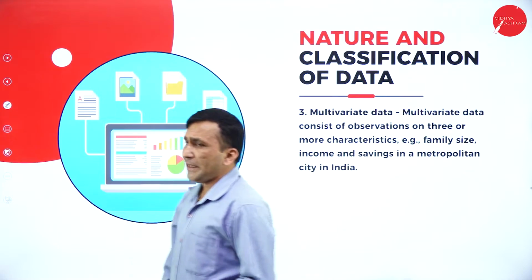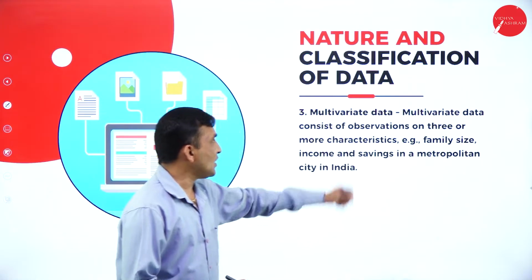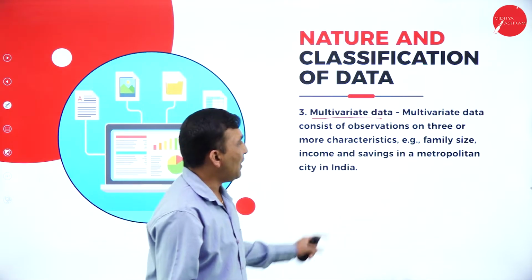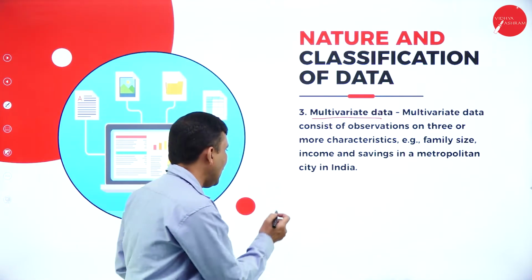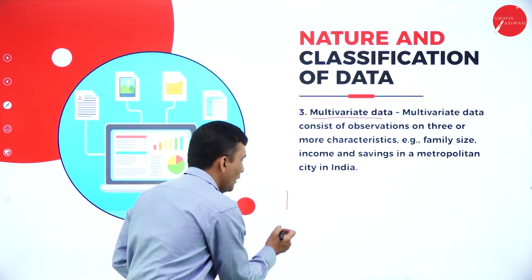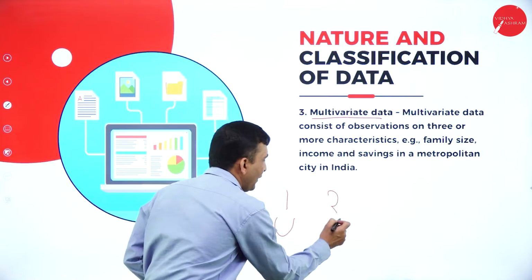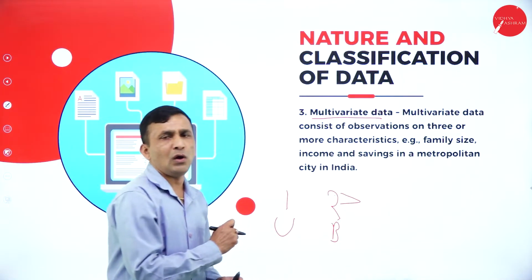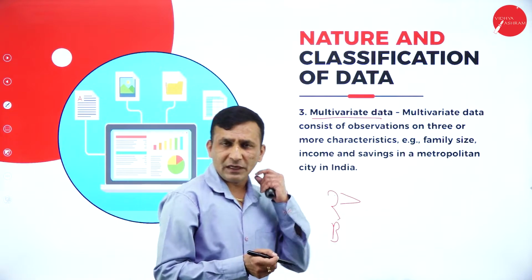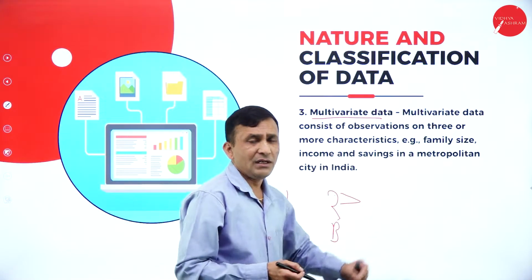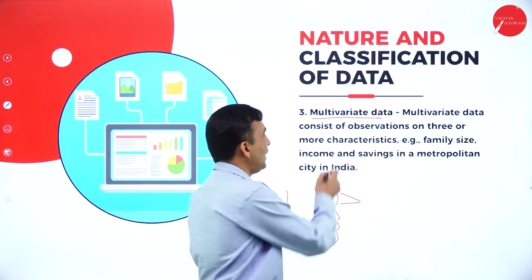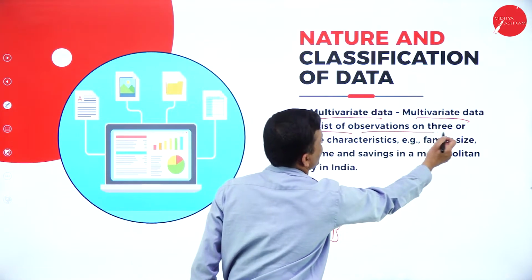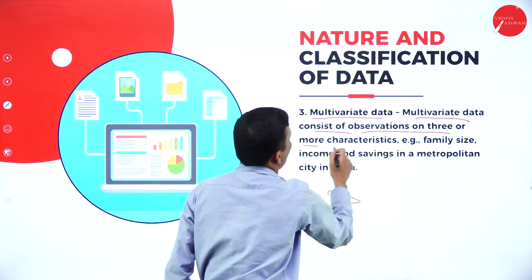So then under nature of classification of data, the third characteristic is multivariate data. Multivariate data means, till now we studied one variable, that is uni, and two variables, bivariate. And if you are taking more than two or three variables, when we identify, then it is called multivariate data. Multivariate data consists of observations on three or more characteristics.